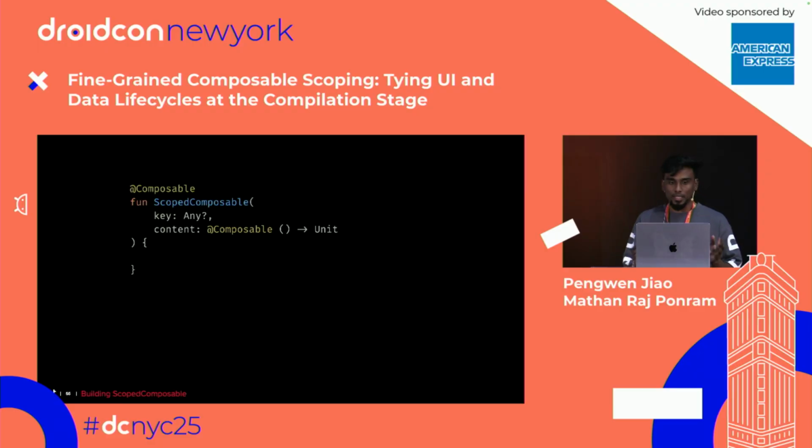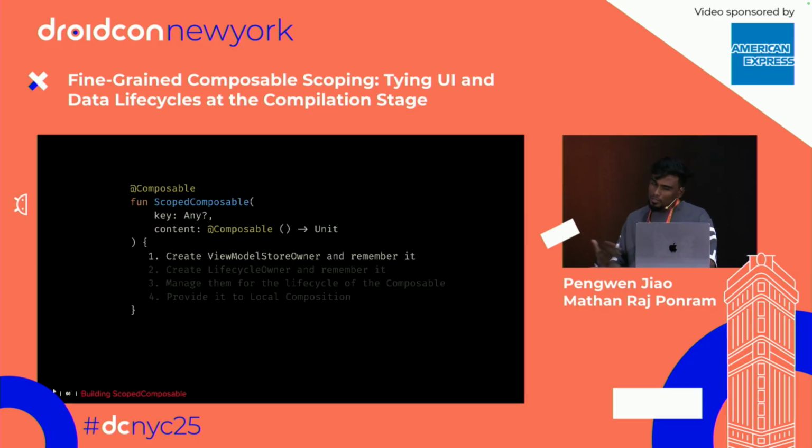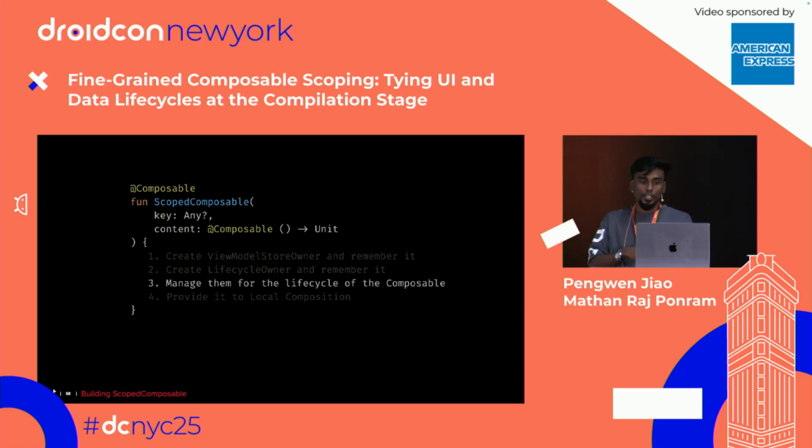So we have a composable function called scoped composable, which expects a key of any type, probably null, it's okay, and it expects a content, which is a composable lambda, right? And we also need to do a couple of things. One is create a view model store owner and remember it. We need to do the same thing for lifecycle owner and then remember it. And finally, we need to manage them for the lifecycle of the composable.